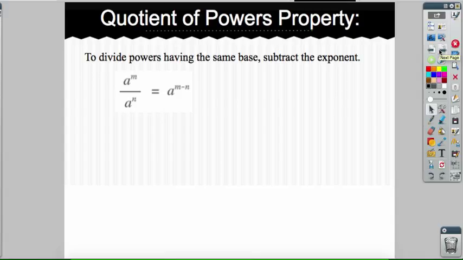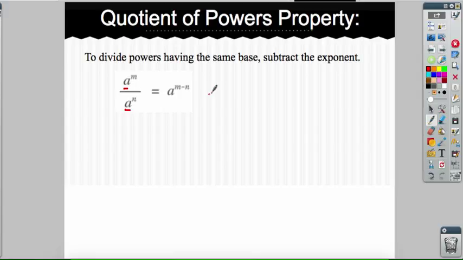So the quotient of powers property says this: to divide powers having the same base, subtract the exponent. And so this is actually where our negative exponent rule kind of came from, or you can definitely see that it applies. I've got a to the m over a to the n, and that is going to equal a to the m minus n. Now, two key things have to happen here. First of all, like it said, I have to have the same base. So these have to be the same term. In this case, they're both a.